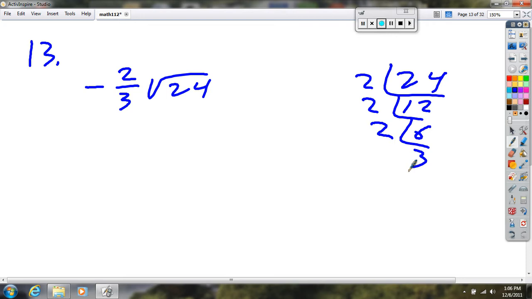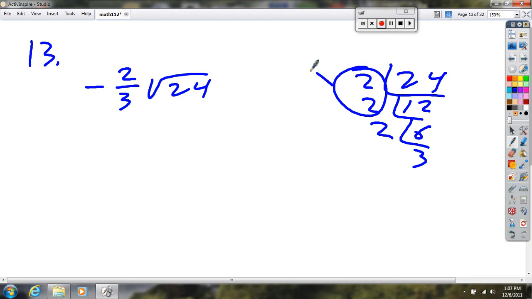Now, if you started with 3, it's not a problem. You simply would have the 3 on top, and then you'd have the 2's underneath it. You'd have a 3, and then 2, 2, 2. So it doesn't matter which one you start with. The numbers will still come out to be the same. Now you circle pairs. Well, I have a pair of 2's, and that's the only pair I have.